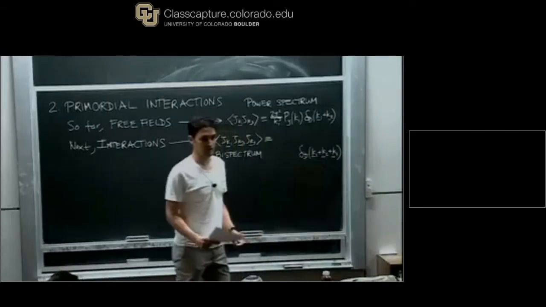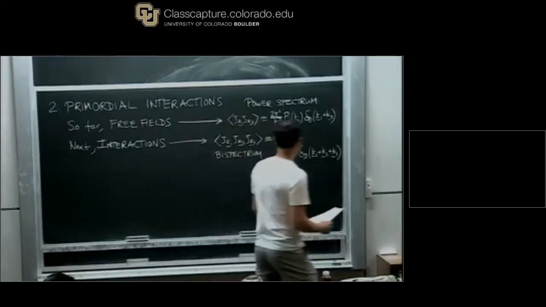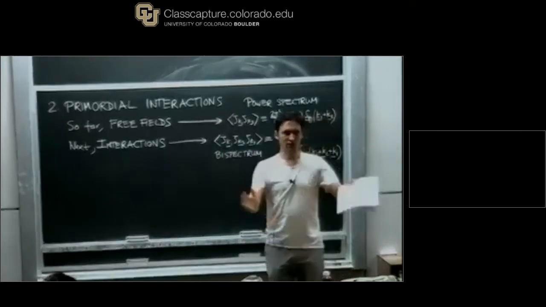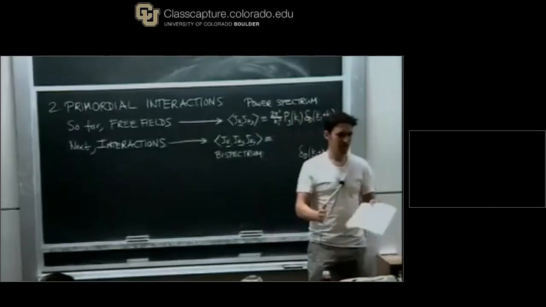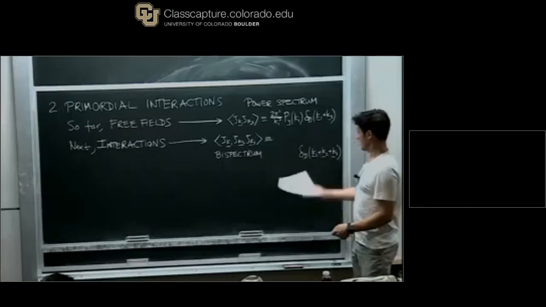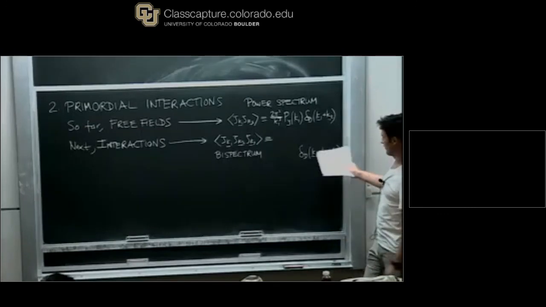And the same happens at the higher point level. So that means that these momentum configurations that you can have are not arbitrary. They always have to form closed triangles. Okay, so this shape of the bispectrum is going to be characterized by different triangle configurations, and there's always this closure condition for the momenta.